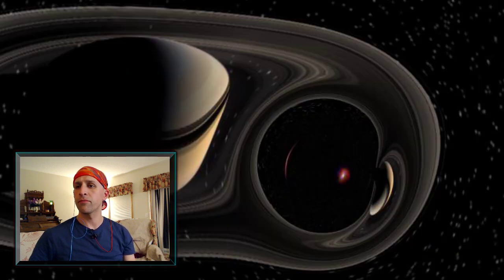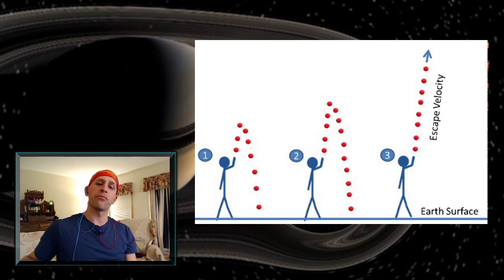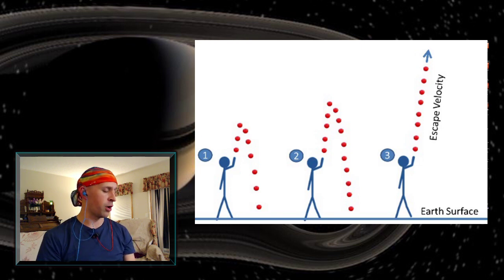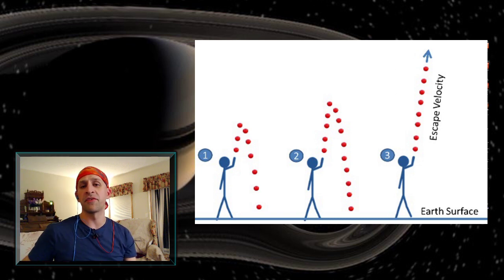So, where was I? So, let's take, for example, a ball. You throw a ball in the air. It goes up, like diagram 1 and 2. It goes up, and it comes back down. You throw it higher, it goes higher, it comes back down. If you throw a ball hard enough, it will hit something called escape velocity.